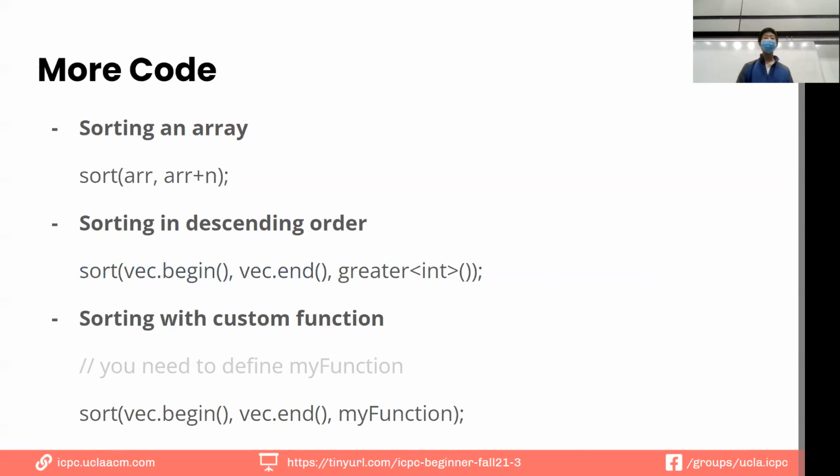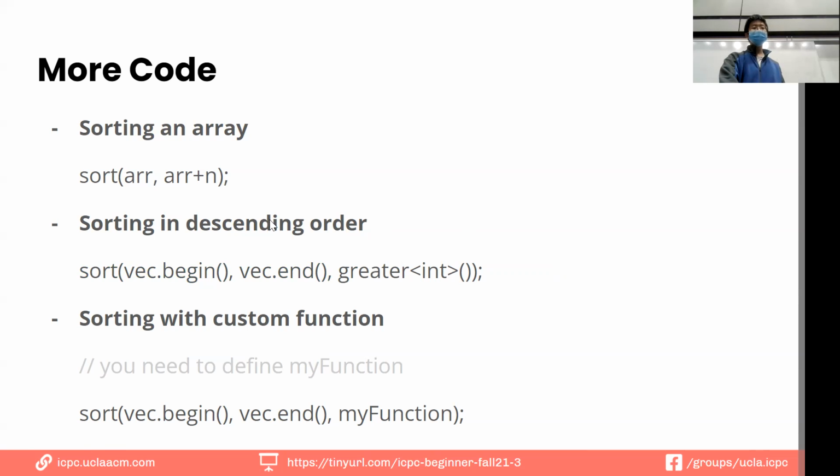Here's more code that you can use to sort arrays and vectors. First of all, if you want to sort an array, you need to pass in 2 parameters. The first one is the name of the array, and then the second one is array plus the length of the array. This syntax is probably very confusing at the moment, but once you've taken CS32, you should be able to understand it. For now, we'll just skip the details and put the code here so that you can reference it later.